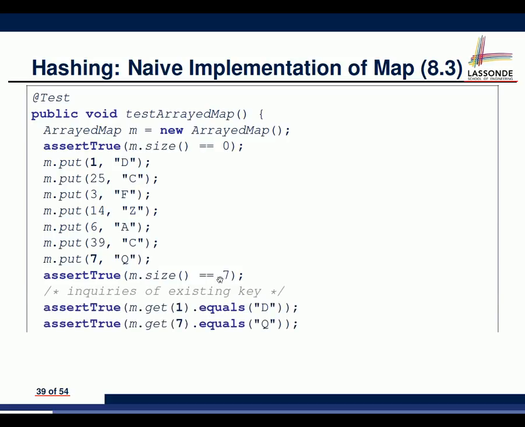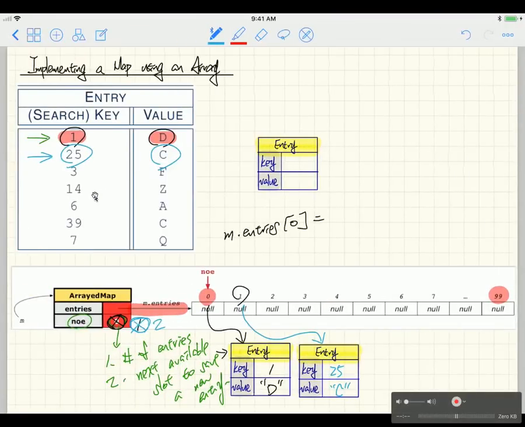And now, let's say we want to support an accessor method called get. What does get do? It's basically like a search. Given a key value, which can be one of the values over here, it can be 1, can be 25, can be 3, any of the key values, we want to return the corresponding entry object. Let me just make it more vivid for you.